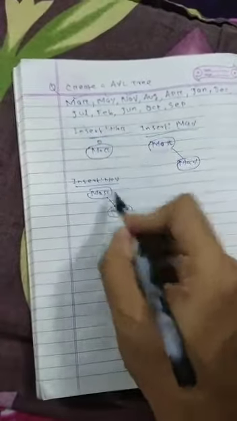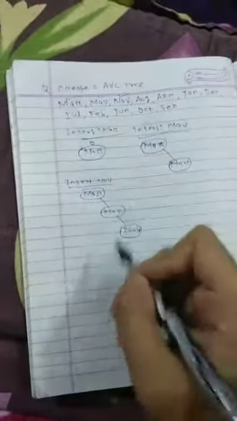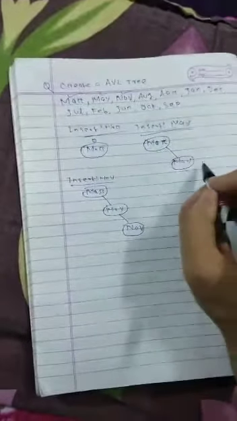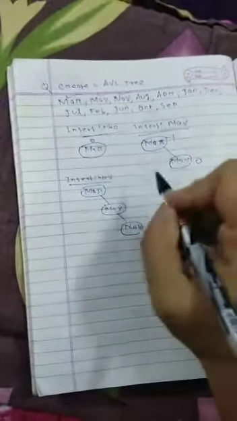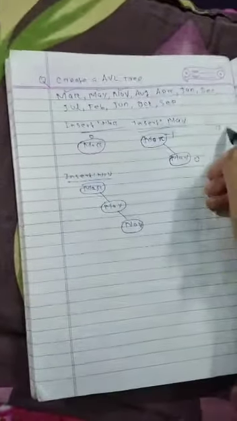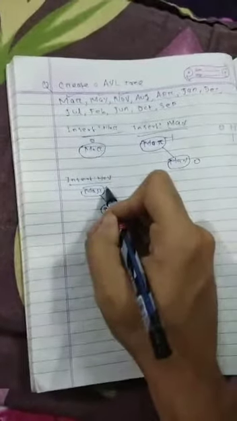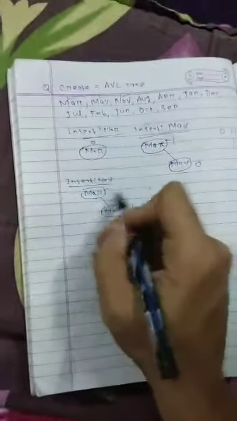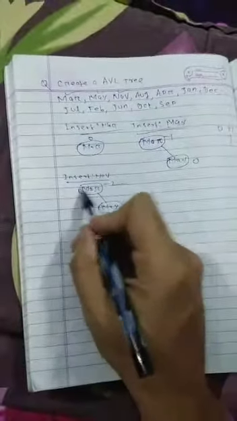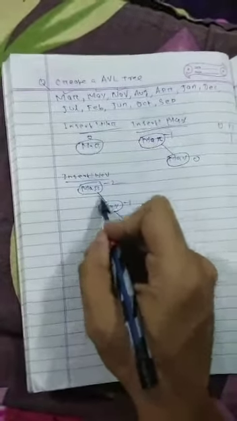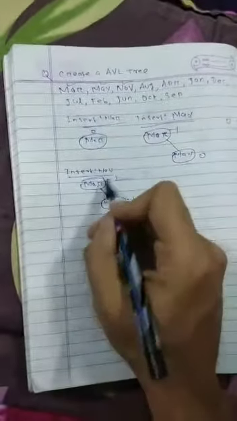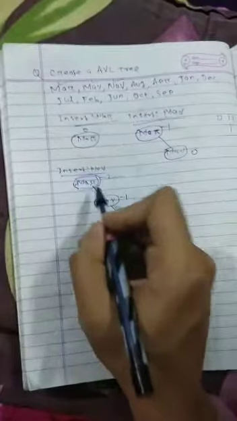Next, after March and May, November comes. November is greater than this, N is greater than this, so November goes here. Each time we also calculate the balance factor. Here the balance factor is 0, this is 0, and this is minus 1. The balance factor is allowed to be either 0, plus 1 or minus 1. Here it is 0, here it is minus 1, and here, the left subtree is 0 and the right subtree is 2, so 0 minus 2 is minus 2. That means this node violates the rule. This is the violated node.